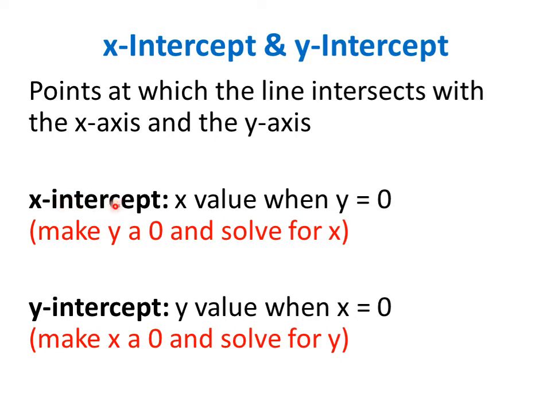In case you get confused with these two, just remember that the x-intercept is an x value. So to solve for it, you have to equate y to 0. The y-intercept is a y value. So to solve for the y-intercept, you have to make x equal to 0.